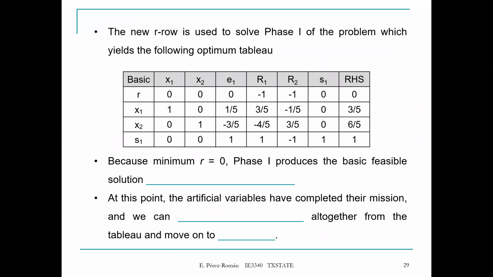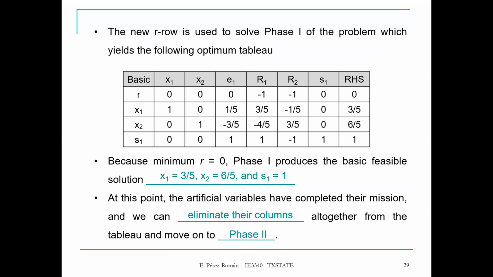So the new R row is used to solve phase 1 of the problem, which yields the following optimal tableau, which is the same tableau from the previous slide. Because the minimum R is equal to 0, phase 1 produces the basic feasible solution: X1 equals 3 over 5, X2 equals 6 over 5, and S1 equals 1. At this point, the artificial variables have completed their mission, and we can eliminate their columns altogether from the tableau and move on to phase 2.